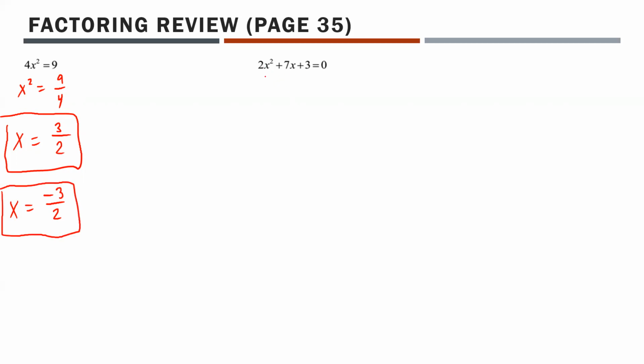Okay, for this last one here, there's a number in front of our x squared, so we can't use the normal old sum product rule. We have to use something that I always call the adapted sum product rule. I don't know if it has a different name than that. That's just what I've always called it.